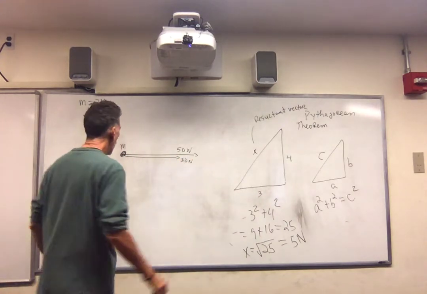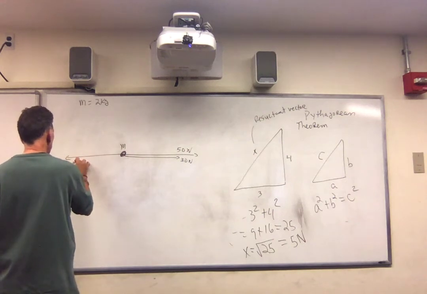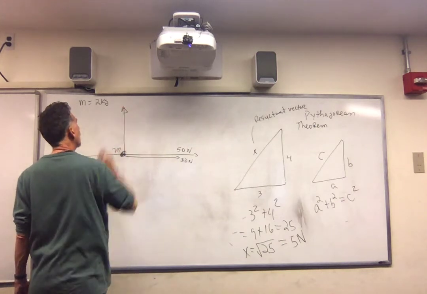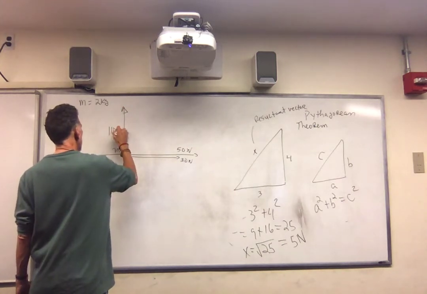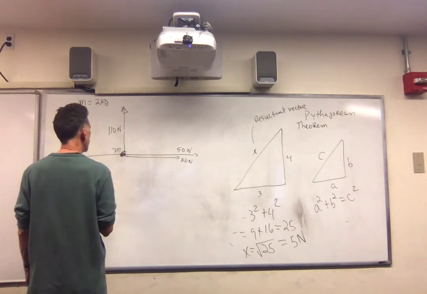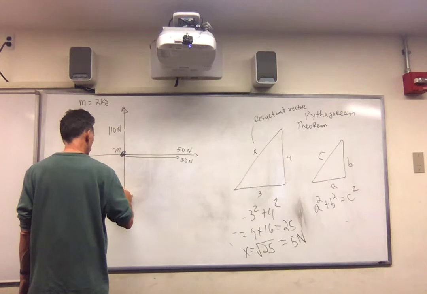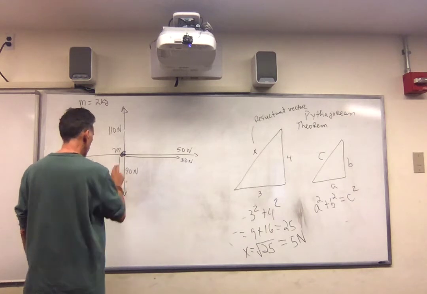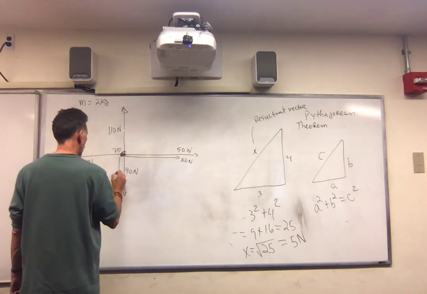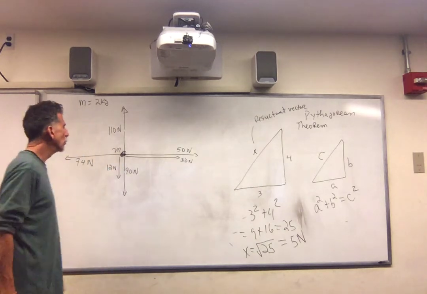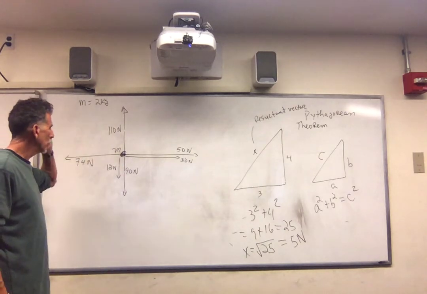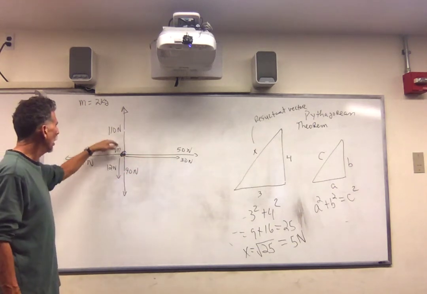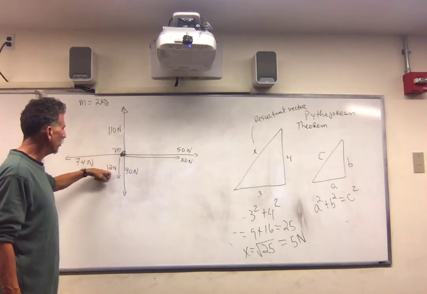I have a force of 74 newtons. I have a force of 110 newtons. I have a force of 90 newtons, and I have a force of 12 newtons. So here's a mass, 2 kilograms. I have one thing pulling 50 newtons this way, 30 newtons that way, 74 newtons this way, 110 newtons north, up, 12 newtons down, 90 newtons.